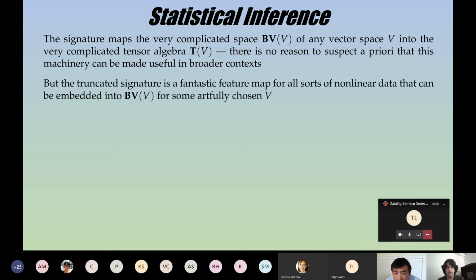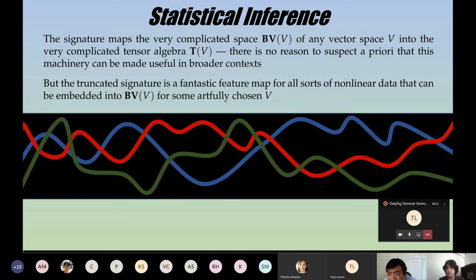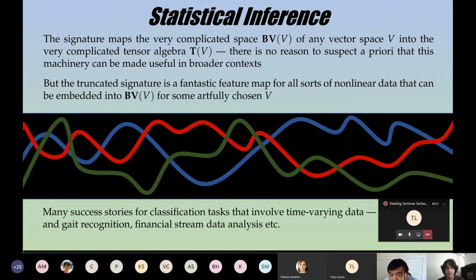It maps this space of bounded variation paths into a tensor algebra. And you may not suspect that this does anything useful, but it does. One of the great things it can do is find all sorts of correlations between paths. Again, people who are listening have a much better sense of what the many success stories are of using signatures for time series, handwriting recognition, Chinese characters, and all the stuff that I've forgotten.